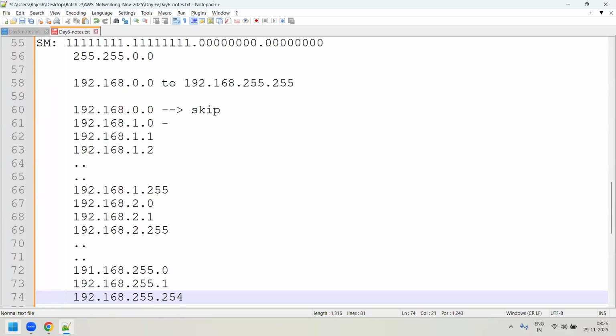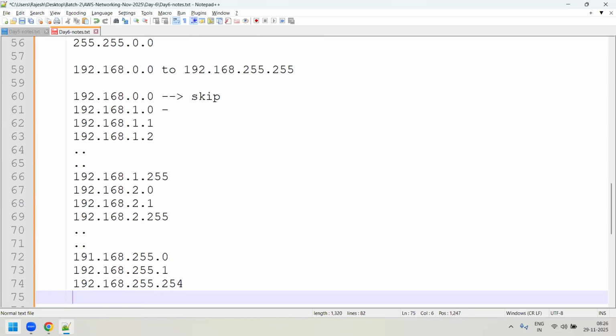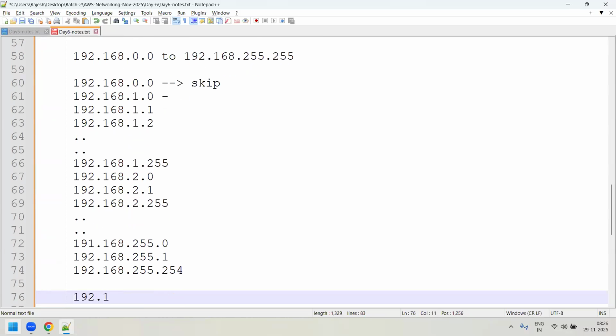Rajesh, one more question. 192.168.0.0, we will skip that. That's the first one. But the next one should be 192.168.0.1, right? Yes, that's right. 0.1, 0.2, like that. After that, you will get the next one.